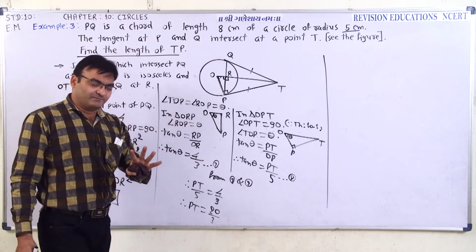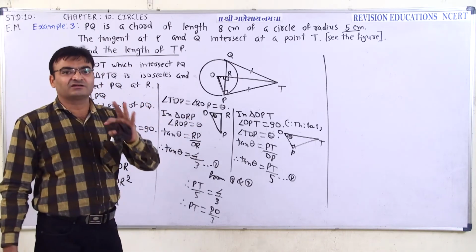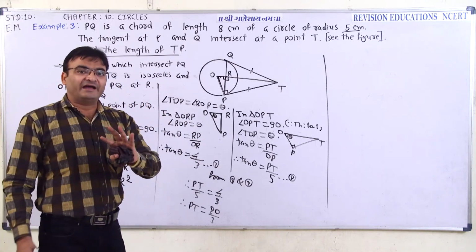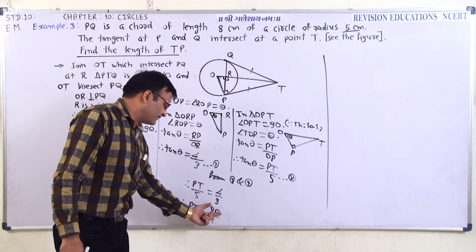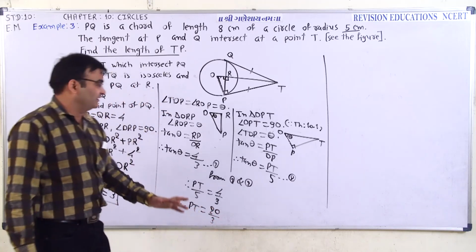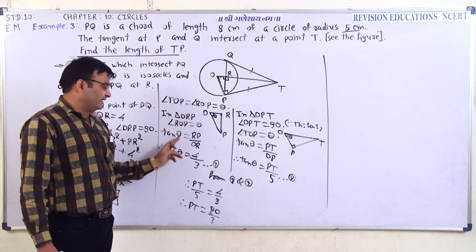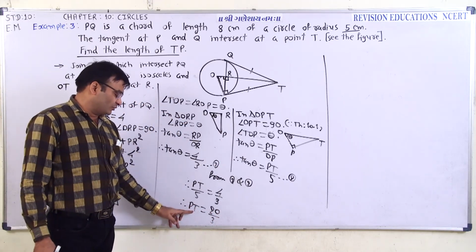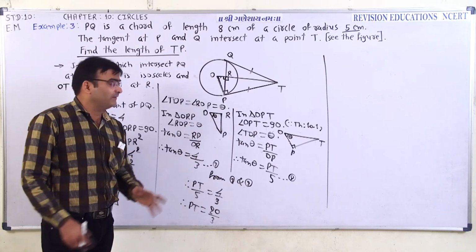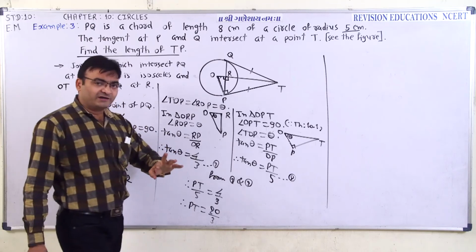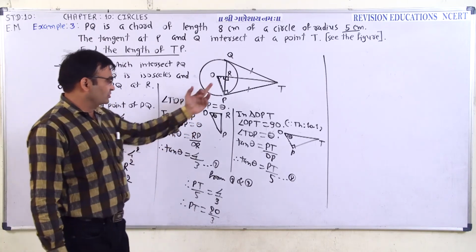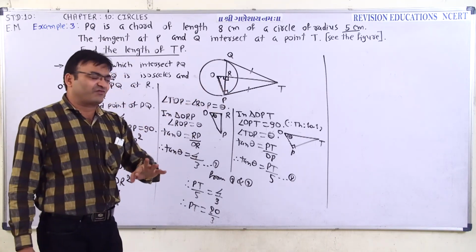Also in this sum we can use another 3 methods, and in all of these methods we find the answer 20 by 3. I take the tan theta method, so we can find the answer very easily. Also you can make these two triangles congruent, and then similar, and then find the value of PT.